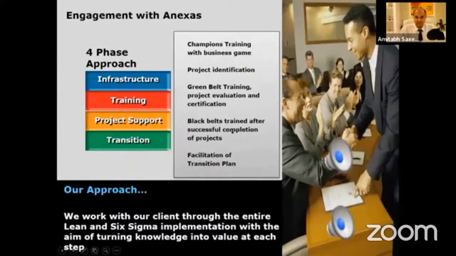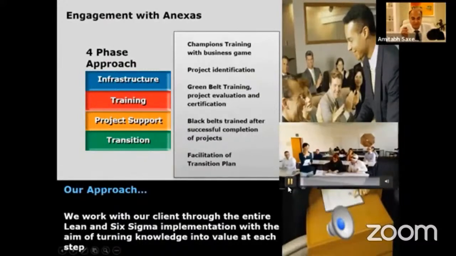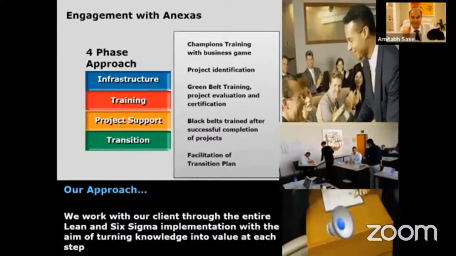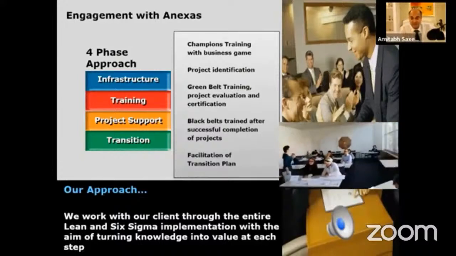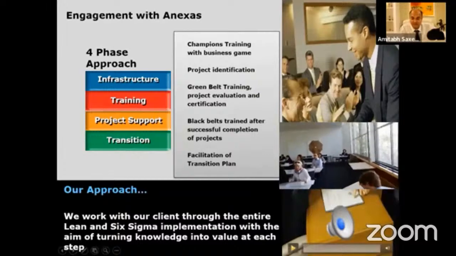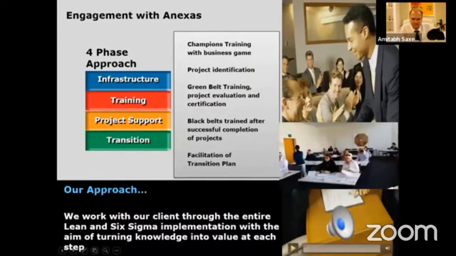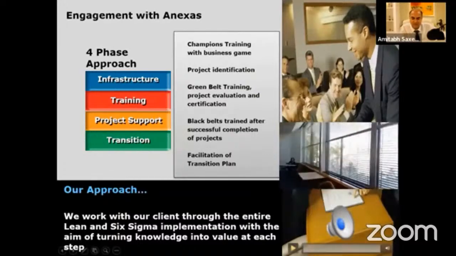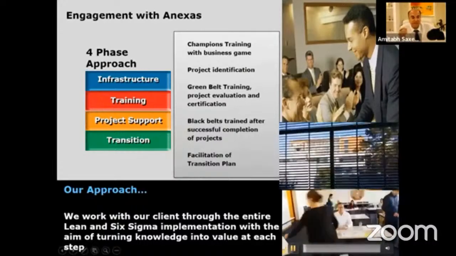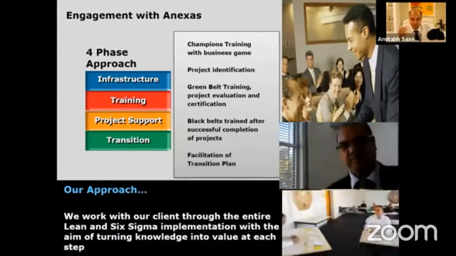They come to the training session. And first, of course, the champions training, the way I did it for one of the largest pharmaceutical companies in Switzerland, Novartis. Let me give examples of different industries at different stages. Champions training was given, and after that, once they get convinced, they choose the projects.